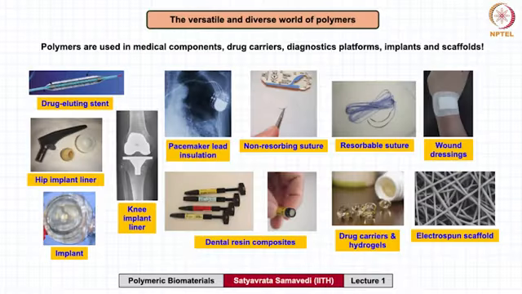Now, polymers are used in a lot of different diverse and versatile applications, including as liners in hip or knee implants. Polymers could be used as coatings and drug-eluting stents. They could be used as dental composites in your fillings. Polymers could also be used as sutures in surgery. They could be used as scaffolds for tissue engineering. They can be used as drug carriers for controlled release applications, or even as excipients in pharmaceutical formulations. They can be used in the design of diagnostic platforms and microfluidic devices. The list is just endless.